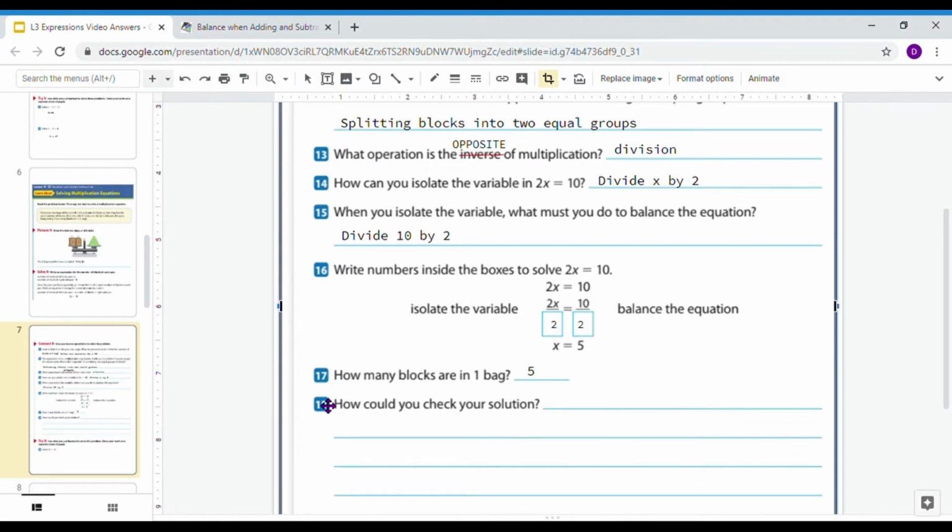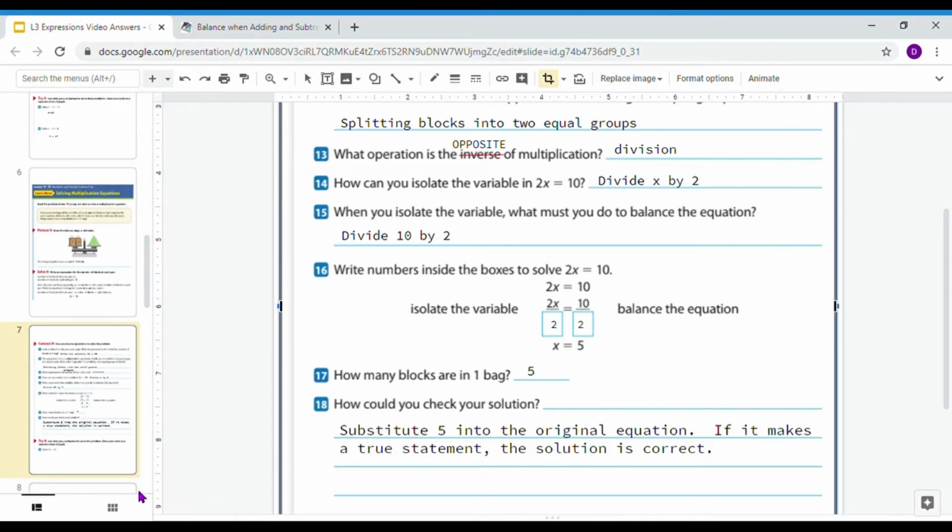So when you come up with this answer of x equals 5, the best way that you can always go back and check your answer is by plugging this number into your original problem. So in this case, we're going to substitute 5 into the original equation. And if it makes a true statement, then we know we got the right answer.